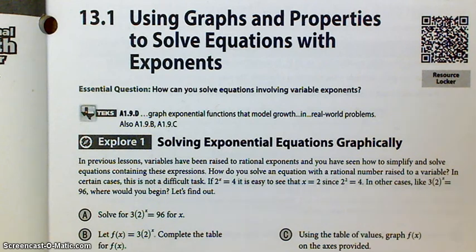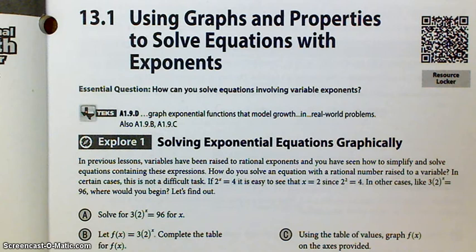All right, welcome to screencast number 1 from Module 13. This is going to be Lesson 1, where we're using graphs and properties to solve equations with exponents. So Module 12, and actually even Module 11, we started dealing with exponents. Module 12, we did exponential functions, and Module 13 will kind of be an extension of that. So there's going to be more things related to exponential functions.